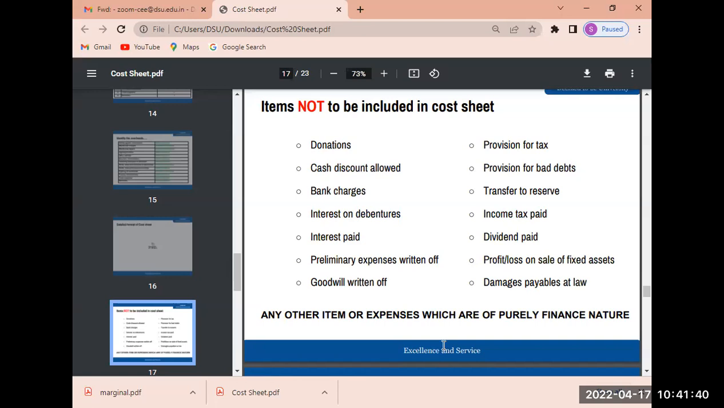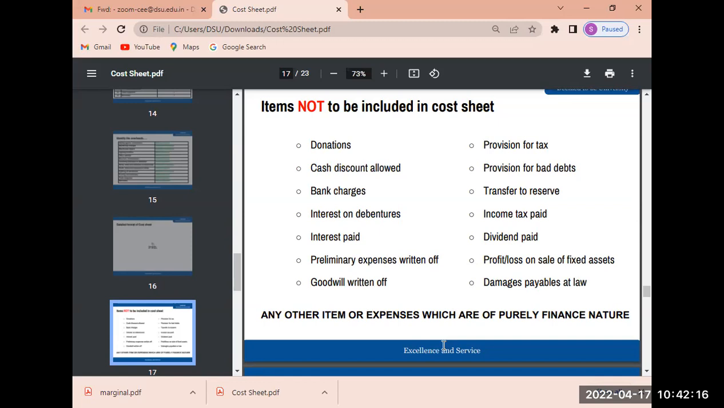Cash discount allowed. It's purely finance cost. What is cash discount allowed? You sold goods for 10 rupees, giving 3 months time of collection period. He is coming and giving within 1 month. In appreciation of that, he is asking, sir, I have to give 10 rupees, but I will give you only 9 rupees 50 paise. Please accept, because I'm paying you 2 months early. So that discount is called cash discount. It's purely a financial accounting concept. It won't come under cost accounting.